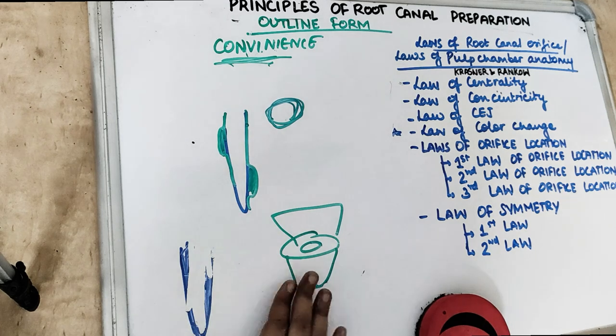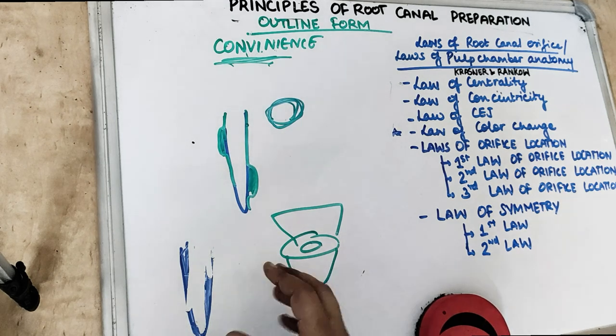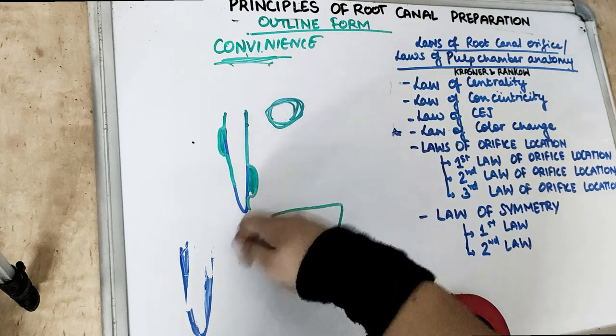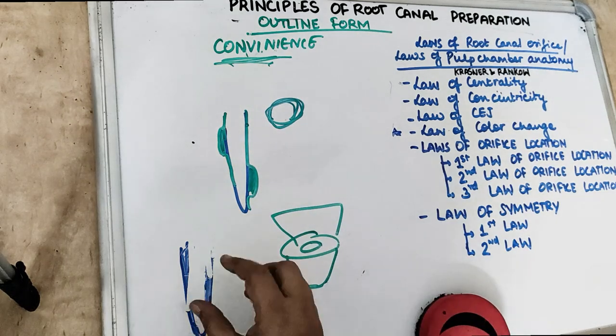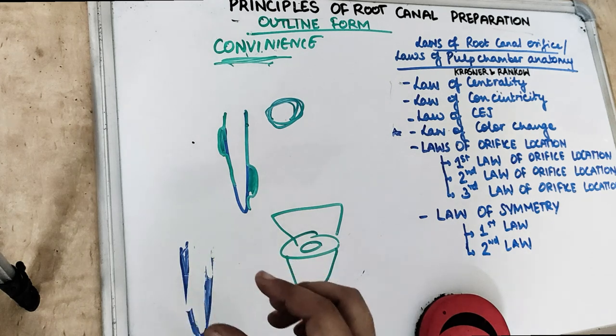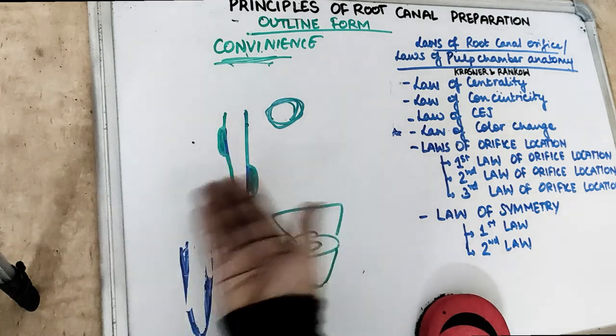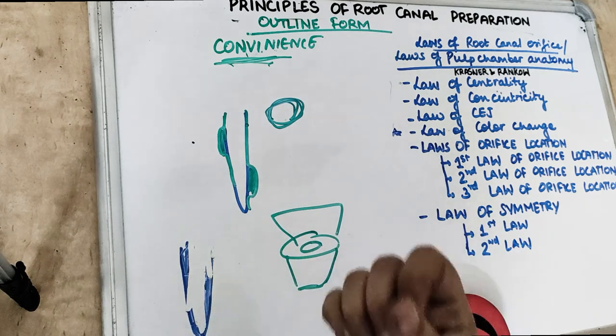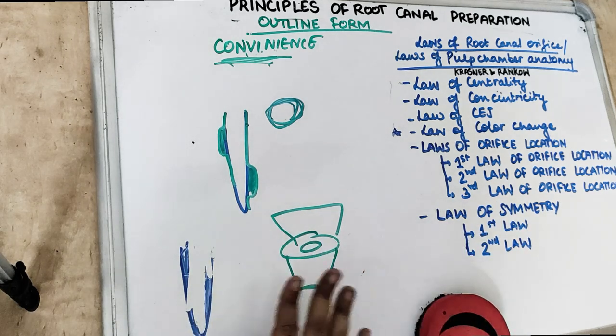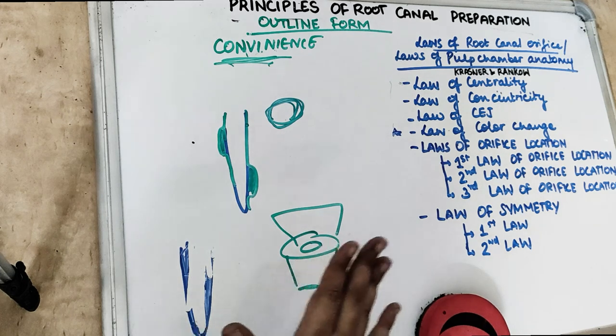And if calcification is present, that means you are going to remove it, either with a spoon excavator, a long blade spoon excavator. If you get any calcification present at the pulpal floor, at the pulp chamber, then you are going to remove it. Or you can use the round burr. So irrigation is very important to remove the debris.